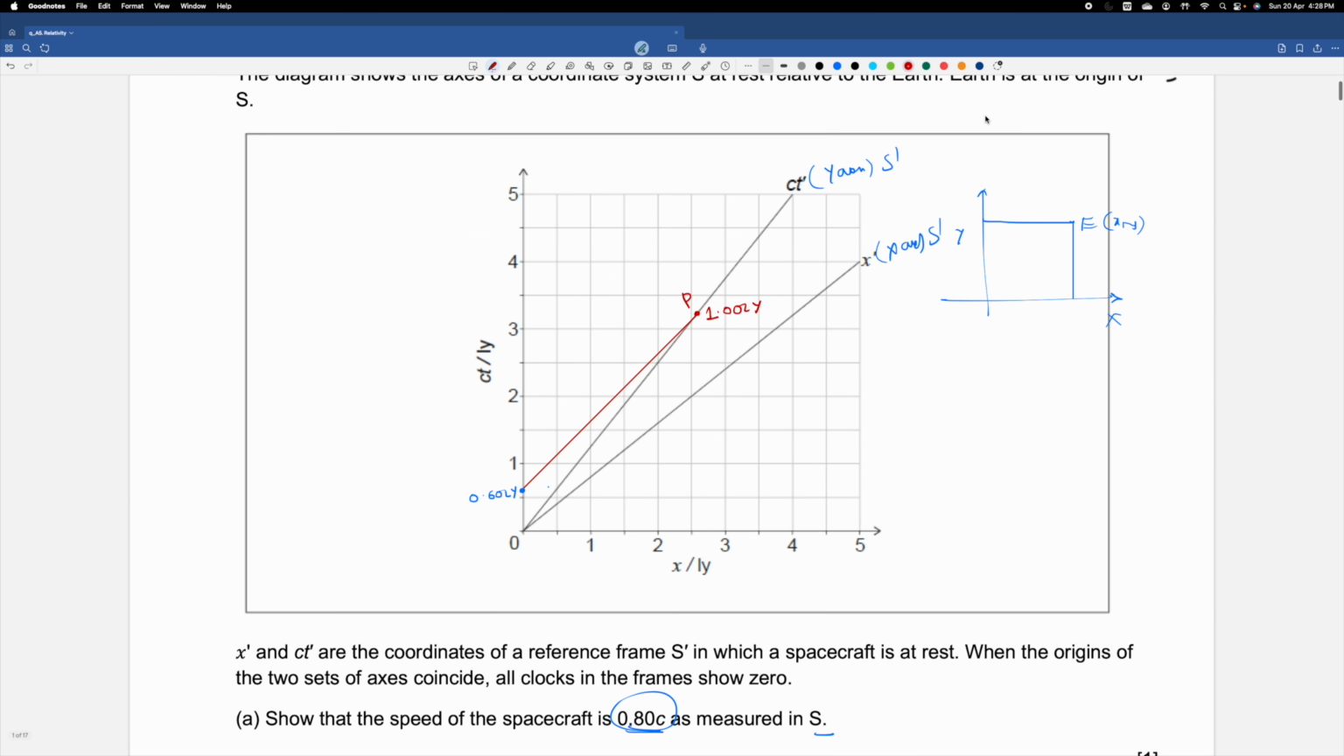So first of all, I'm going to draw a world line for the light, which is at an angle of 45 degrees with both the x-axis and the y-axis. Next, I'm going to drop a vertical line from 4 light years onto this light world line, the photon world line, and that's going to be my event R.